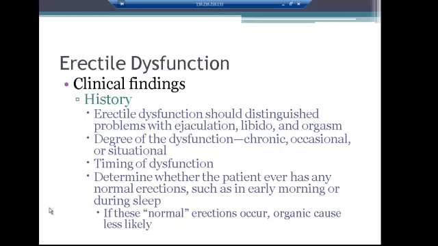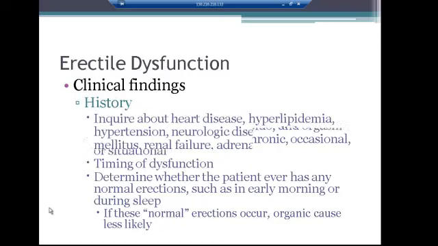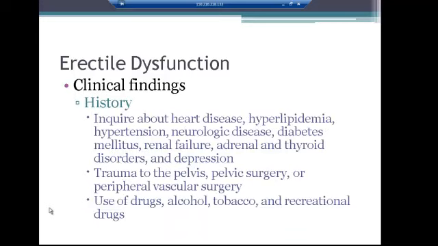Determine whether the patient has any normal erections, especially early morning erections or during their sleep. If they're having normal erections, then an organic cause is less likely. It's more likely a psychogenic cause. Okay. Inquire about a history of heart disease, hyperlipidemia, hypertension, neurologic disease, diabetes, renal failure, adrenal and thyroid disorders, and depression. It's also important to know if your patient's ever had trauma to the pelvis, pelvic surgery, or peripheral vascular disease or peripheral vascular surgery. And then determine if they're using any kind of drugs, recreational especially, or, of course, prescribed medications, alcohol, tobacco.